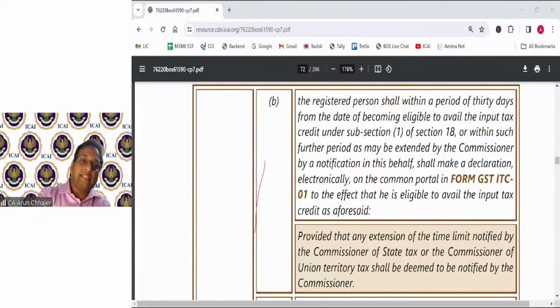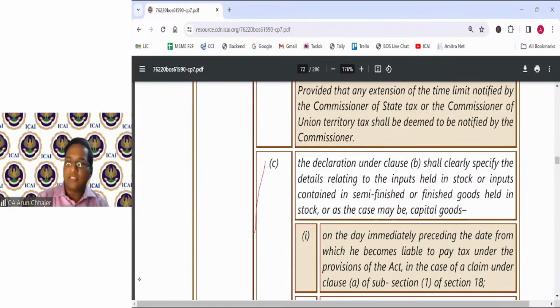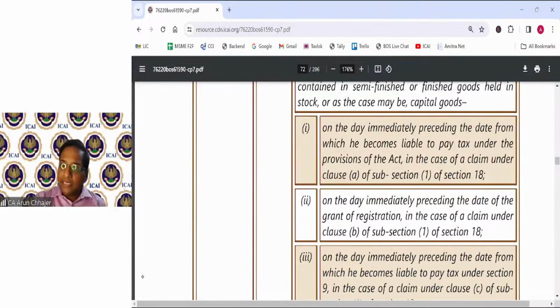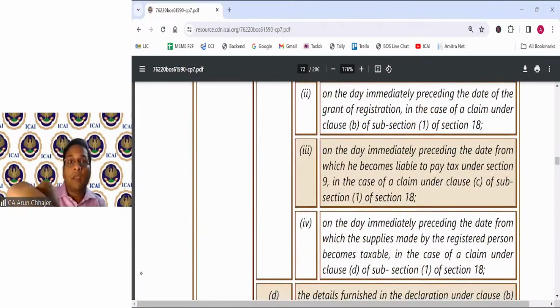Then it says that any extension of CGST, SGST, UTGST would be the same. Declaration in clause B shall clearly specify the detail relating to the input or capital goods on the day immediately preceding the date from which you become liable to pay the tax, of 18(1)(a), or the day immediately preceding the date of grant of registration in case he is claiming under clause B of subsection 1 of section 18, or on the day immediately preceding the date from which he becomes liable to pay the tax in 18(1)(c) or in 18(1)(d), immediately preceding the date when supply becomes taxable.